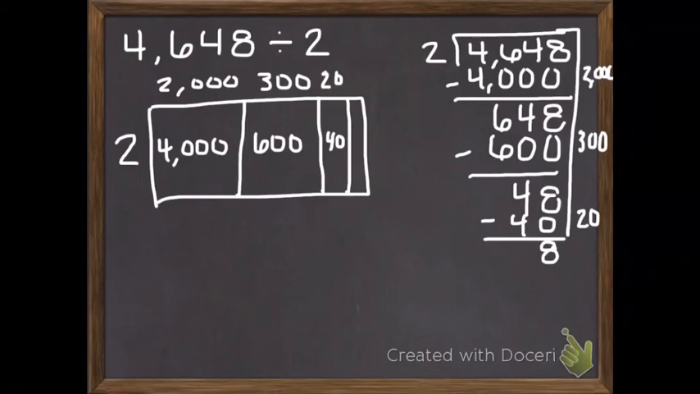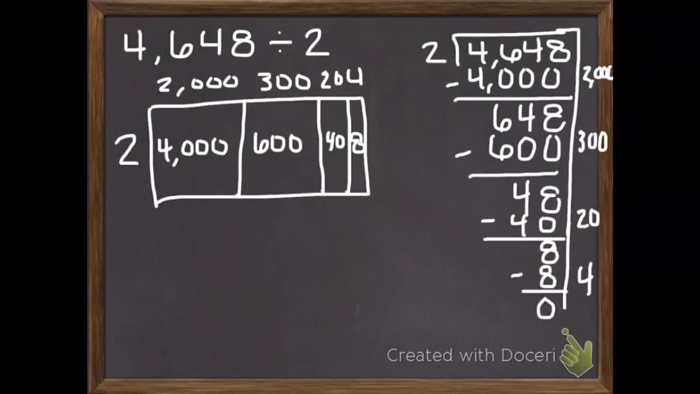Well, now I'm thinking 2 times what will get me to 8? And I know that fact. That's 2 times 4 equals 8. So all I did over here on the Big 7 is I did 2 times 4 equals 8. And when I subtract that, it gets me to 0.